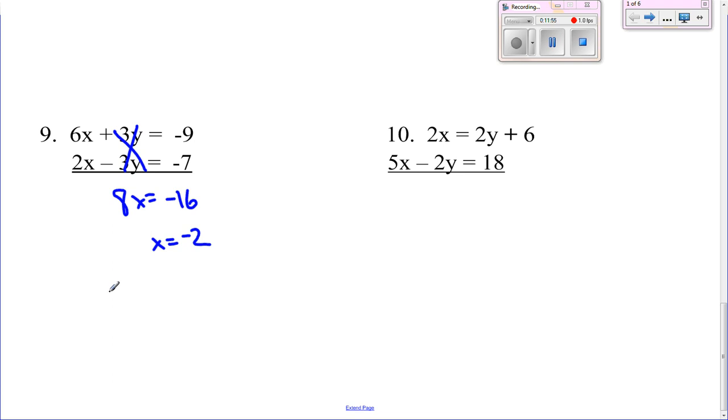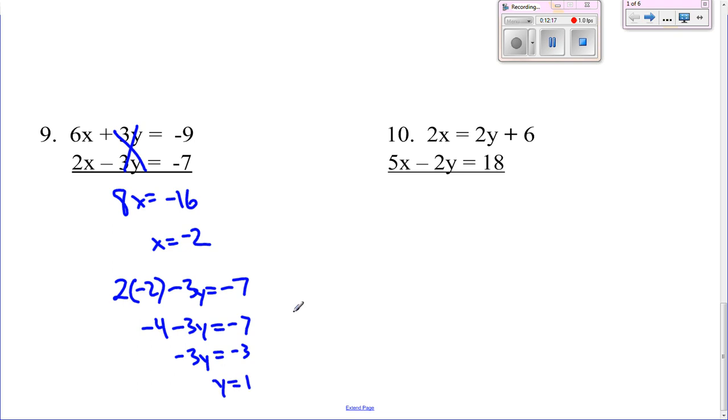Plug the negative 2 back in. You get 2 times negative 2 minus 3y equals negative 7. Gives you negative 4 minus 3y equals negative 7. Add the 4 over, you get negative 3y equals negative 3. So y equals 1. Negative 2, 1.